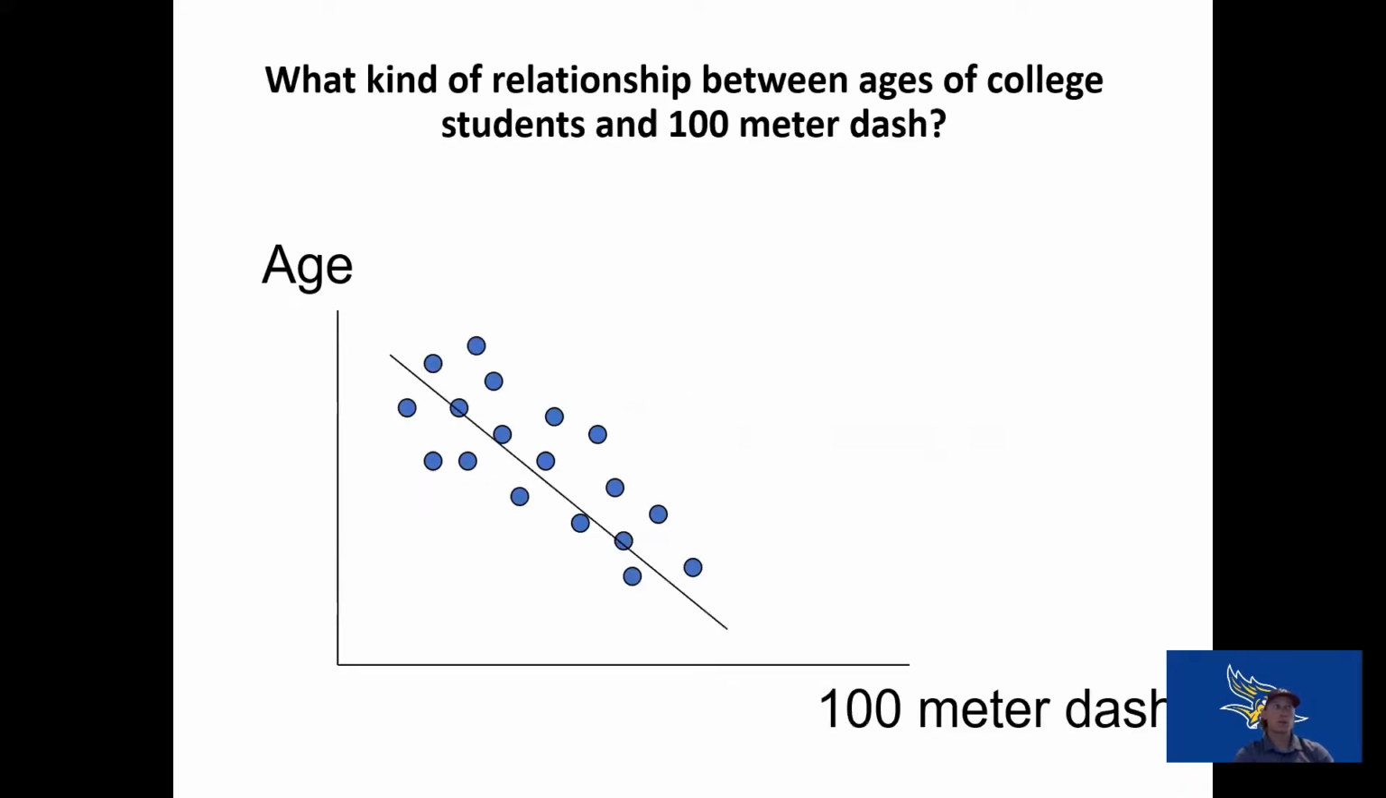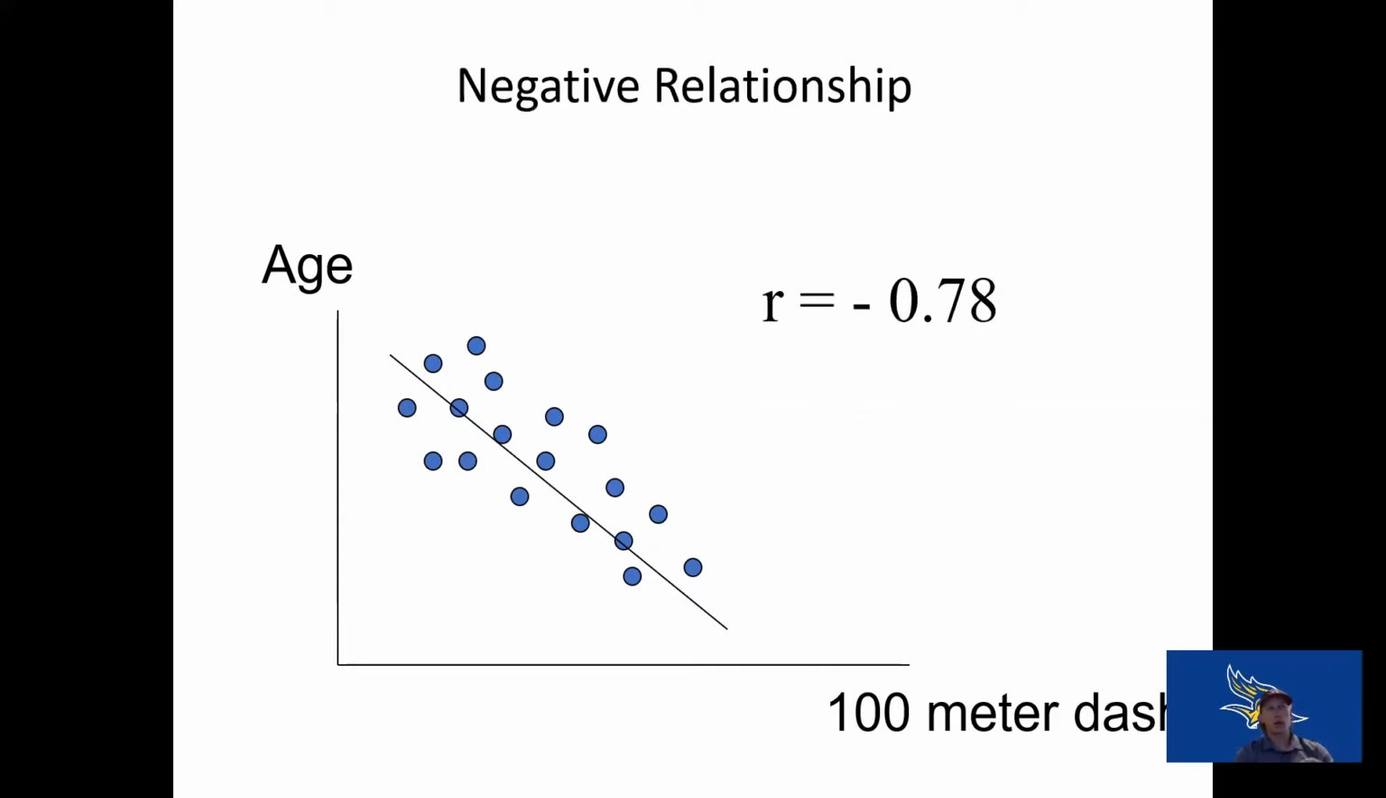Okay, what kind of relationship is there between ages of college students and the 100-meter dash? Here we see that our line is still pretty close, but it's going in the opposite direction. We see it's going down. If I calculate my R value and it comes out to 0.78, but it's negative, that means I have a strong negative correlation.